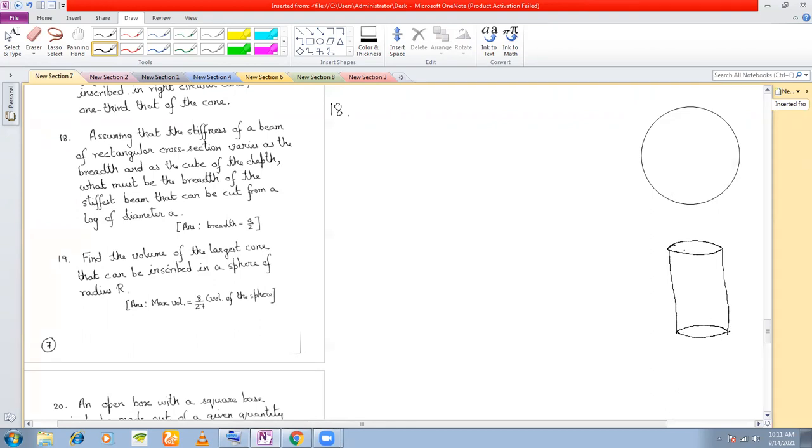Beam cut out means you have to cut out a cubical piece of this. Understood? You have to cut this out. So what actually is a beam?